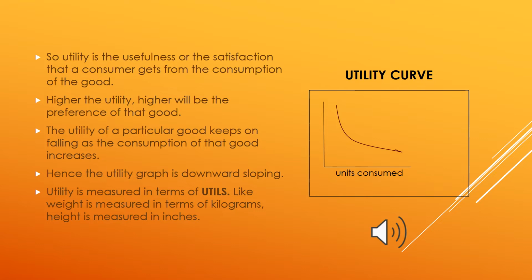Now there are a few facts about utility. The utility of a particular good will keep on falling as you increase the consumption. That is why the utility graph is downward sloping. You can see that in the diagram. And last, utility is measured in terms of utils, like you measure your weight in kilograms or your height in inches. Similarly, utility is measured in terms of utils. Easy. So now we'll go to the next topic.